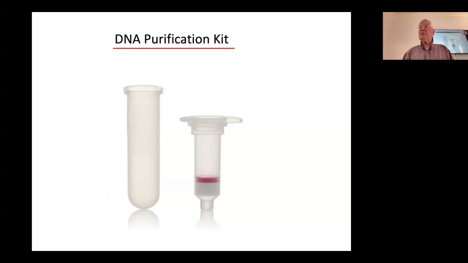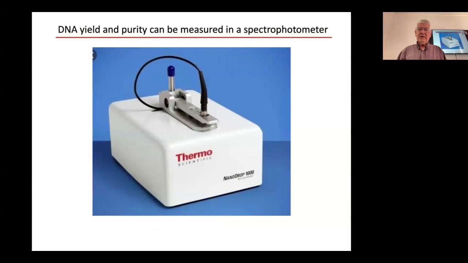Then you want to find out how much you got and how clean it is. This is one thing that's expensive. This device probably costs a couple thousand dollars. It's a spectrophotometer, but what's so cool about it is that it measures tiny, tiny amounts, just what you can barely see. What you do is lift up this little lever here, and there's a little glass spot right there.